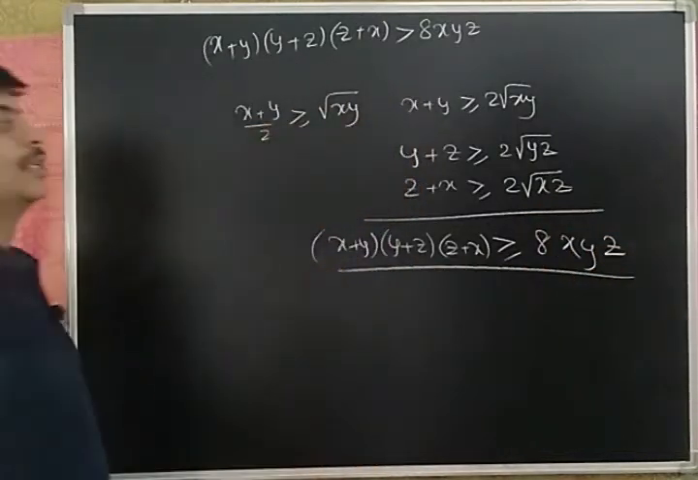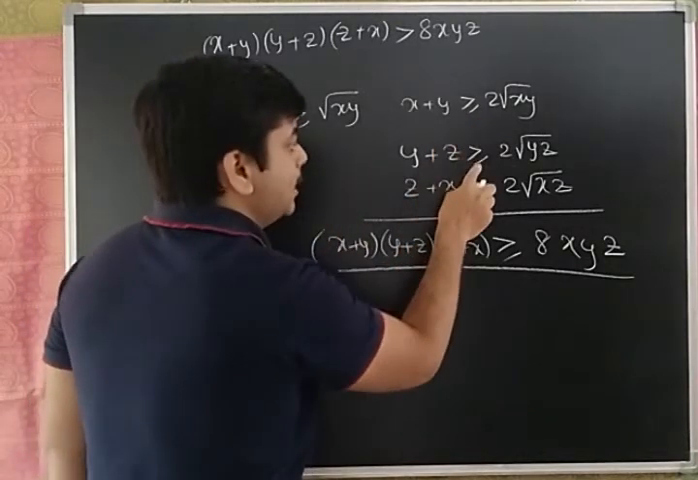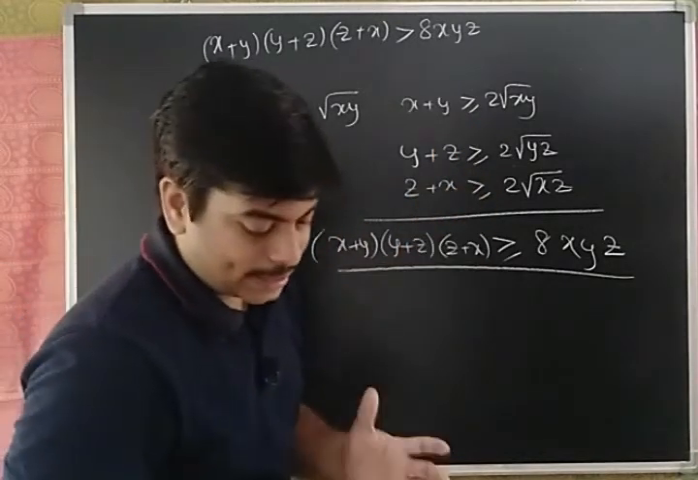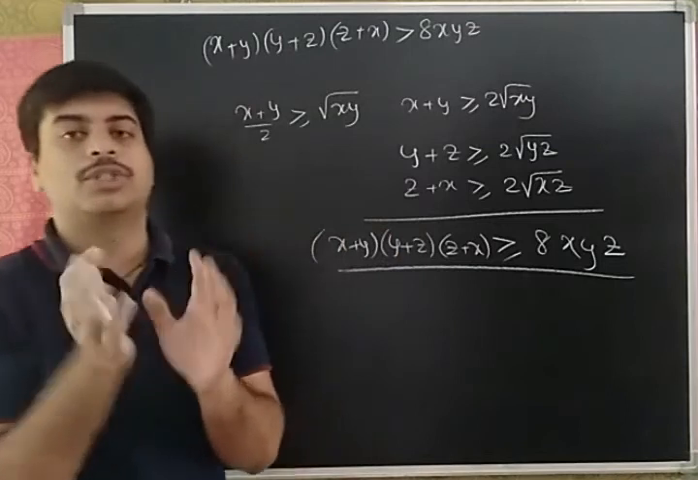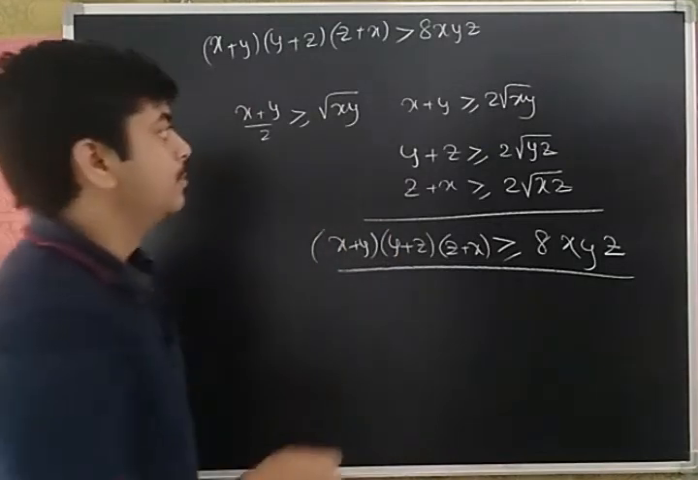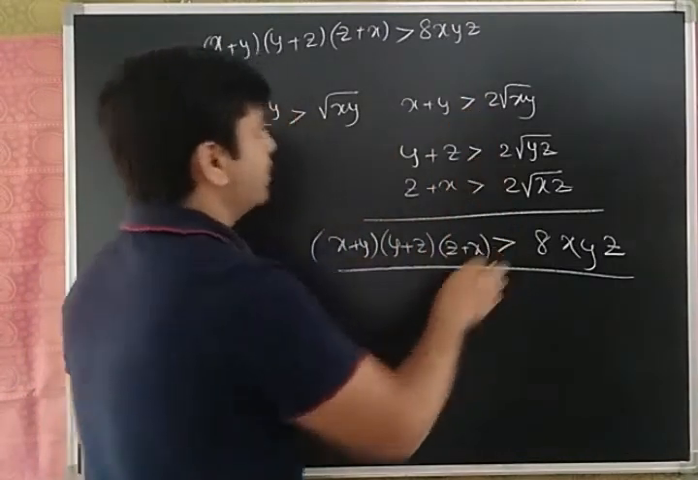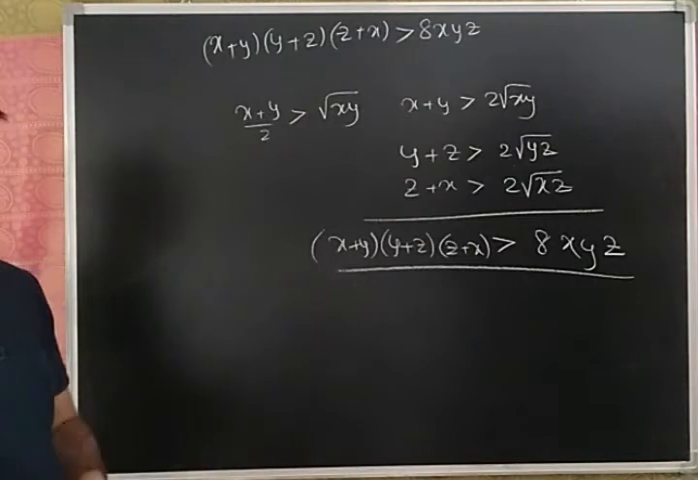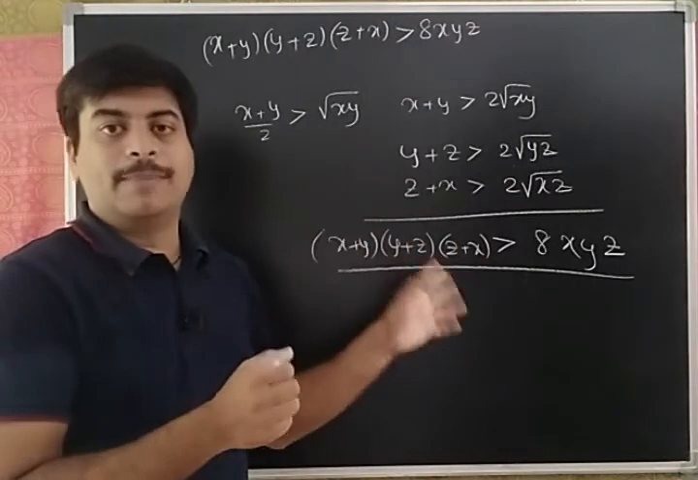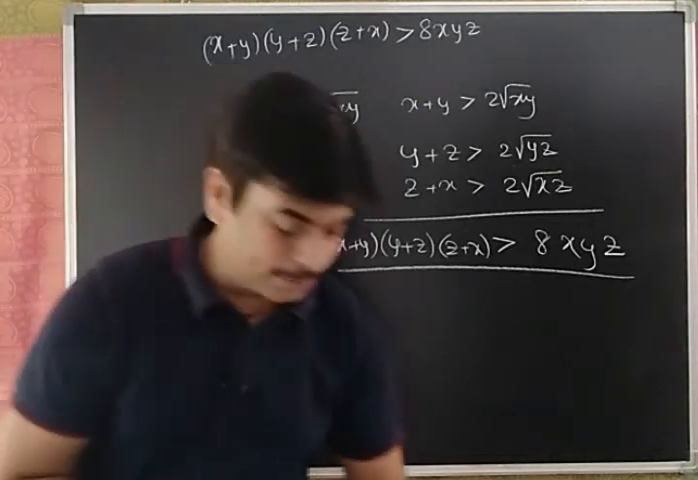So this is the relation which we want, and we cannot keep equality here because the question mentions that the numbers are distinct positive numbers. So equality will not come anywhere. No equality, no equality, no equality. So that's the relation we want. It would be equal only when all the three numbers are equal.